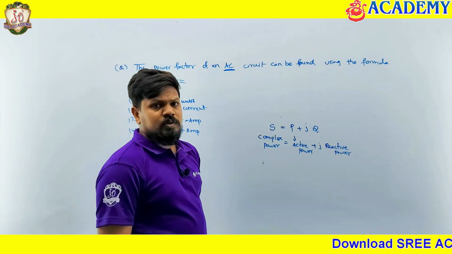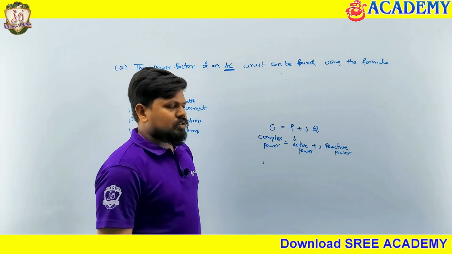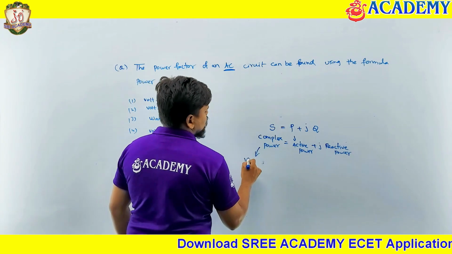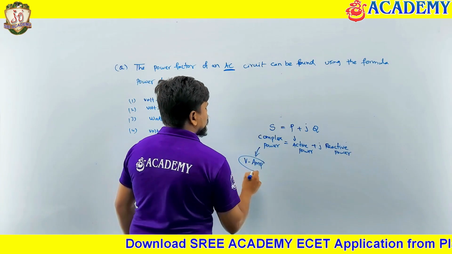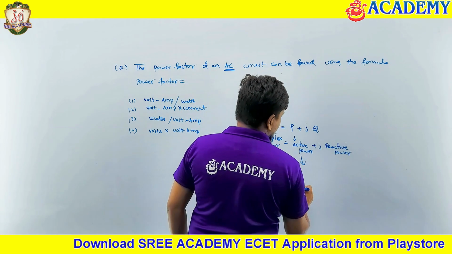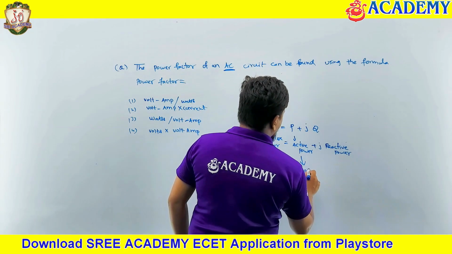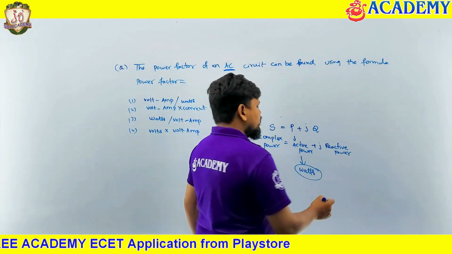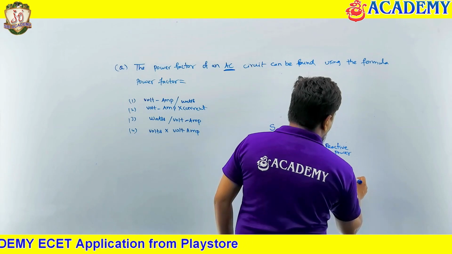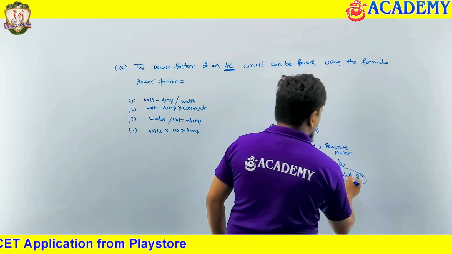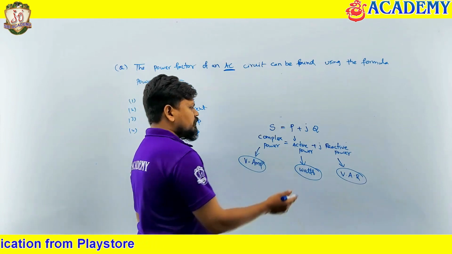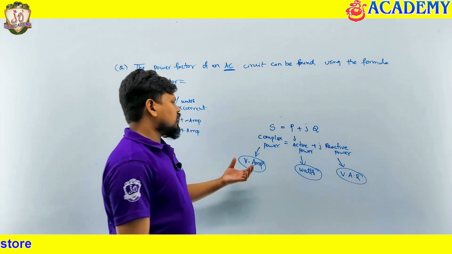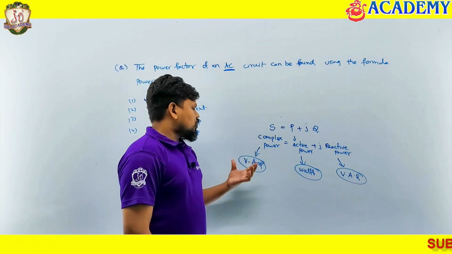These are only for the information. If you know, directly we can answer that question. So what are the units of complex power? Units of complex power is volt amperes. Active power units are watts. Reactive power units are volt amperes reactive. So the unit of this one is watts, the unit of this one is volt amperes reactive, and the unit of this one is volt amperes.